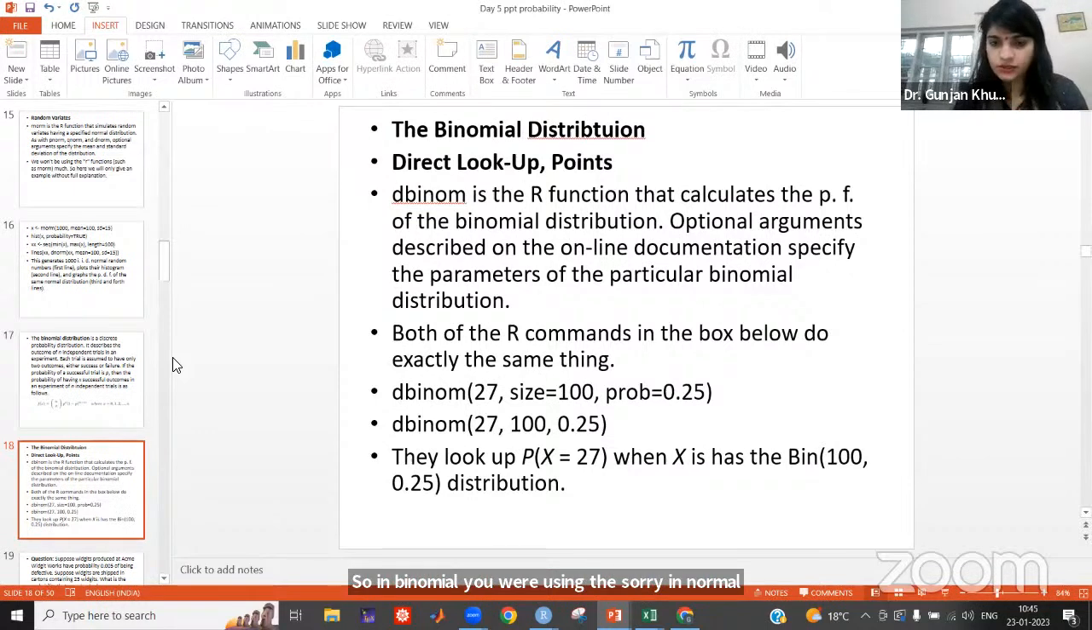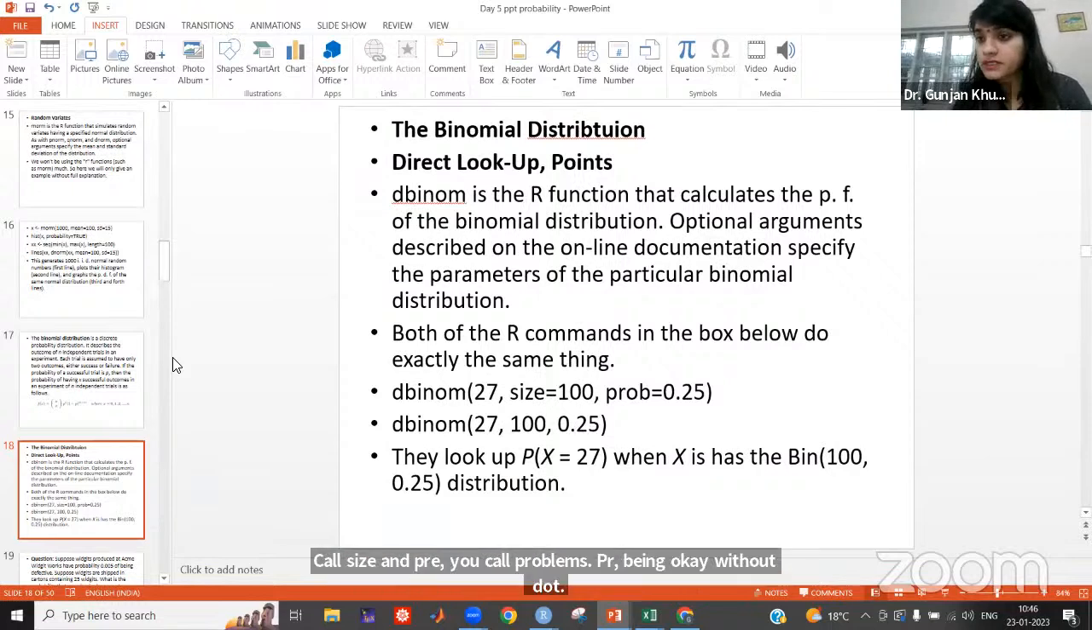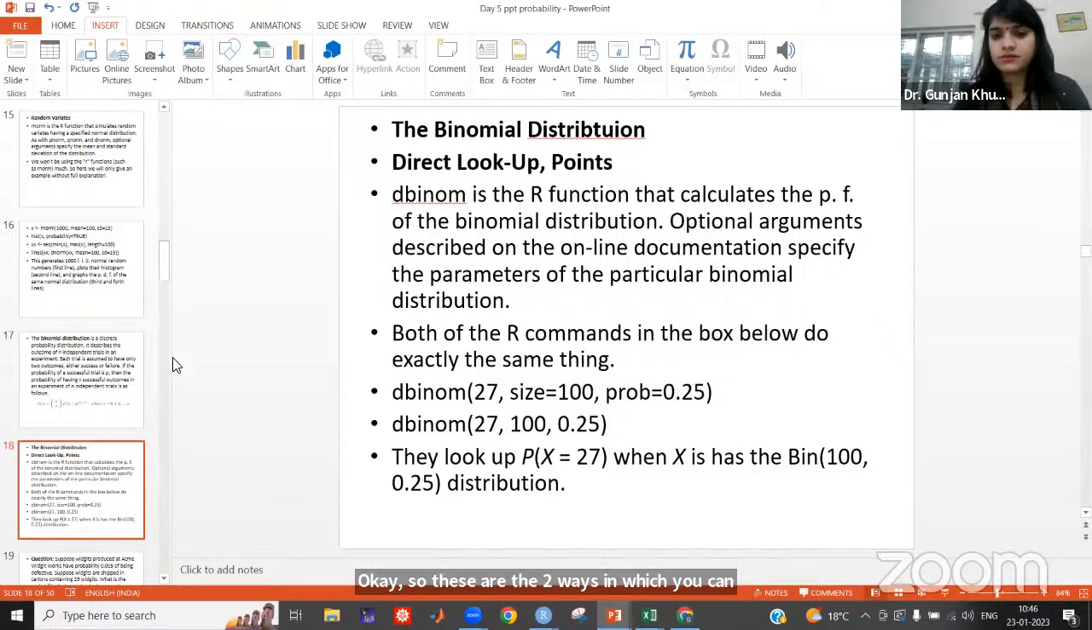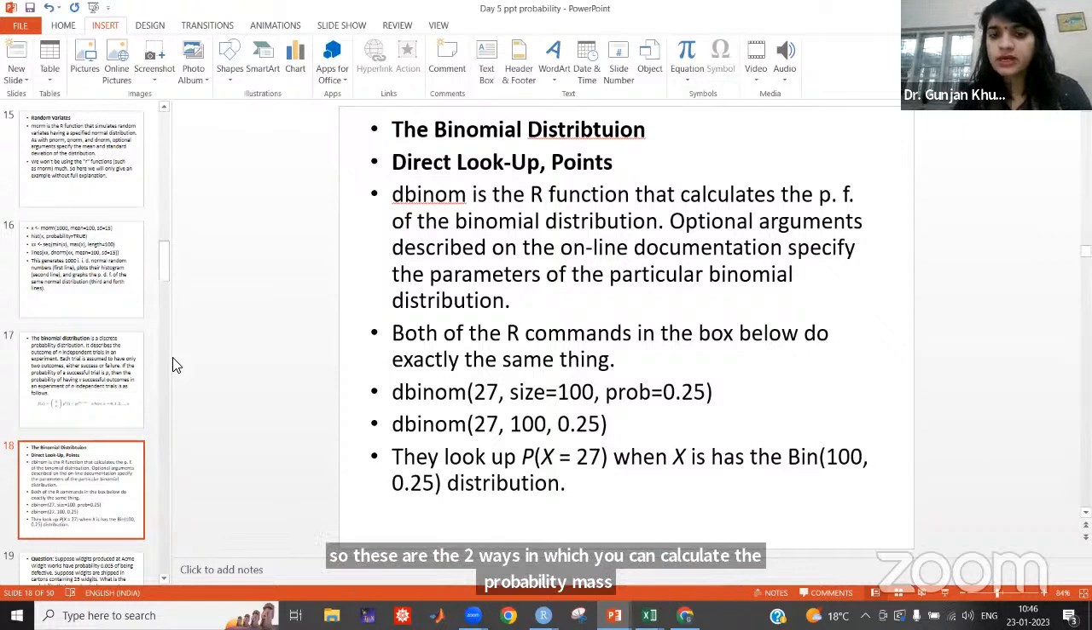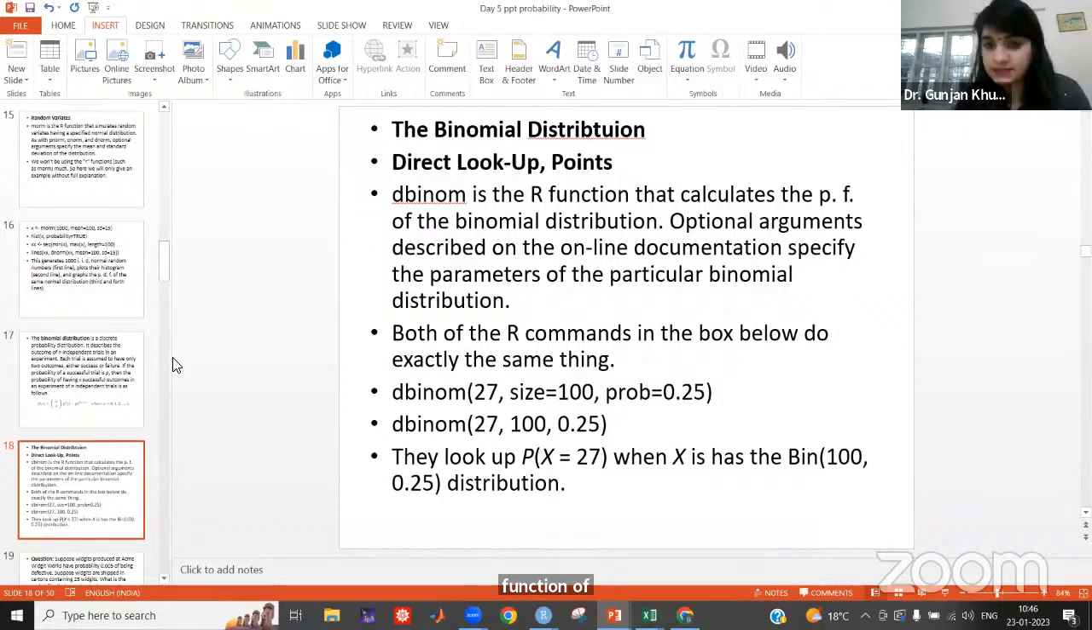So here you use the parameters small n and p, right? Small n you call size and p you call prob, without the dot. So these are the two ways in which you can calculate the probability mass function of the binomial distribution, where x is 27, n is 100, and p is 0.25.